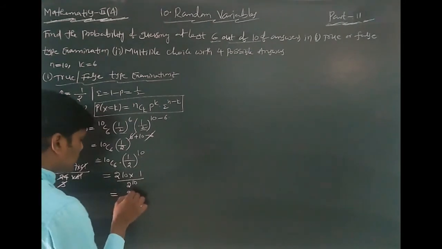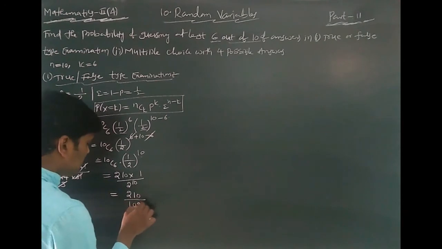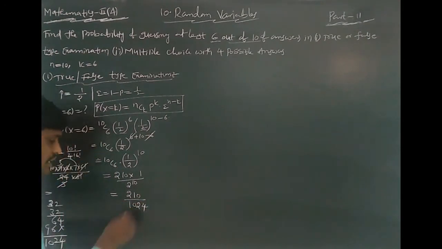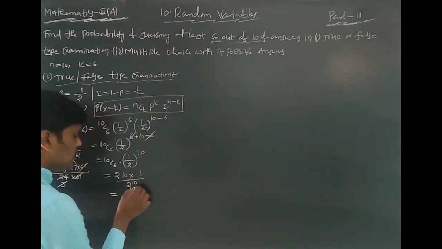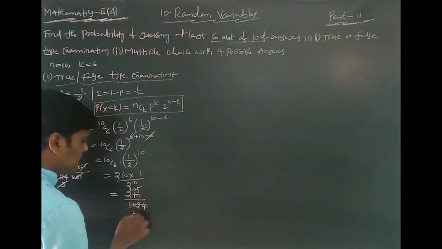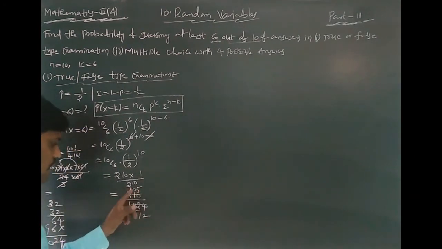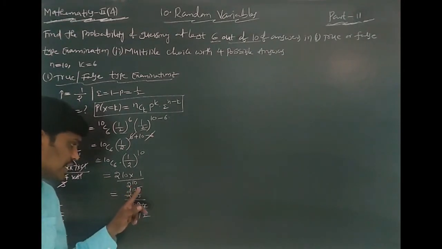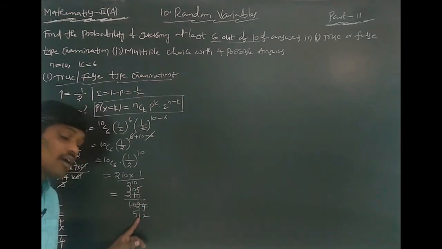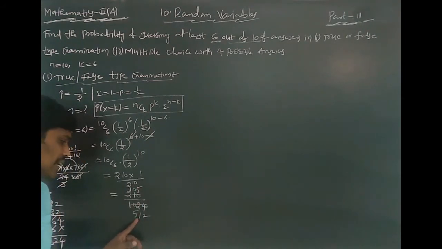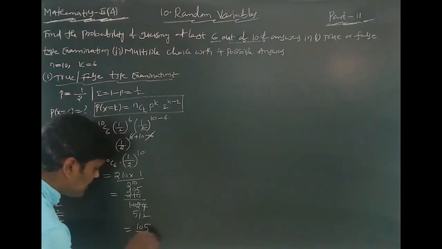1024, 210 by 1024. Cancel here: 2 1s are 2, 5s are 2, 5s are 2, 1s are 2, 2s are remaining here. 3 table: 3 3s are 9, 3 5s are 15. Here 3 1s are 3, remaining 21, 3 7s are not coming. That's why we can write 1 not 5 5 5 1 2.